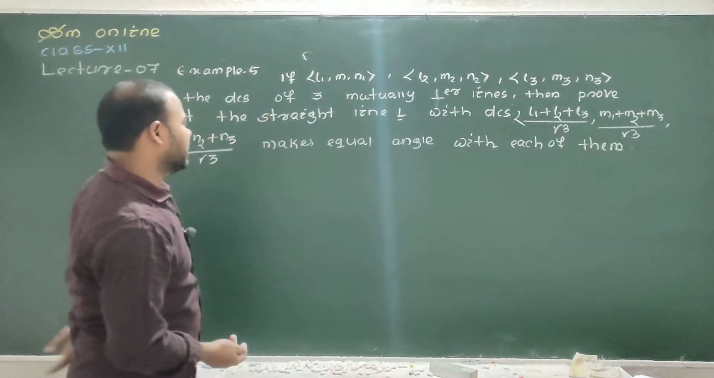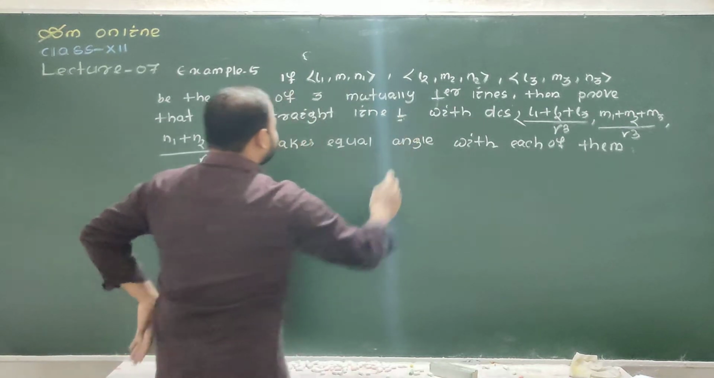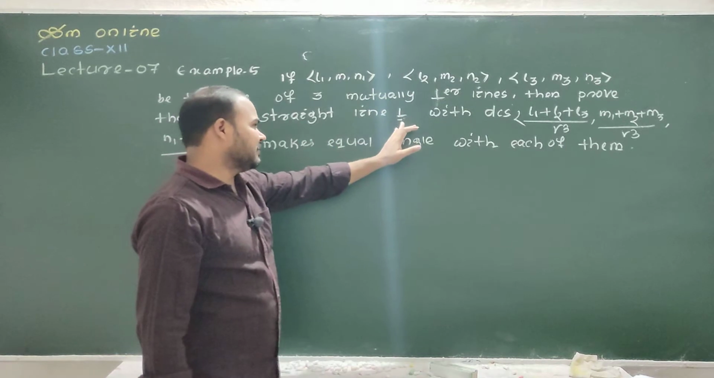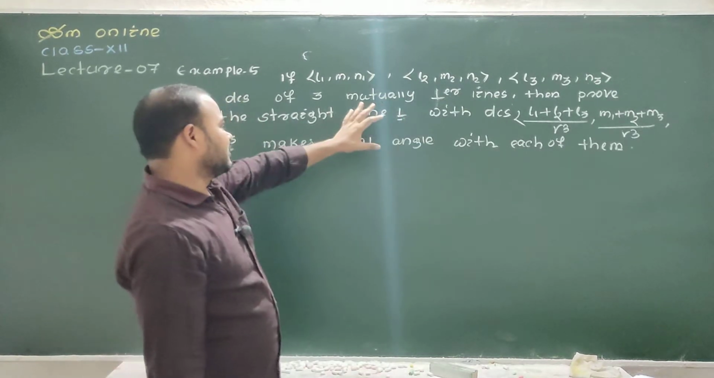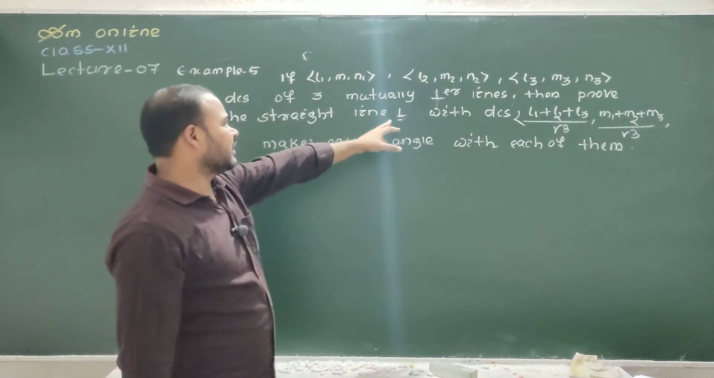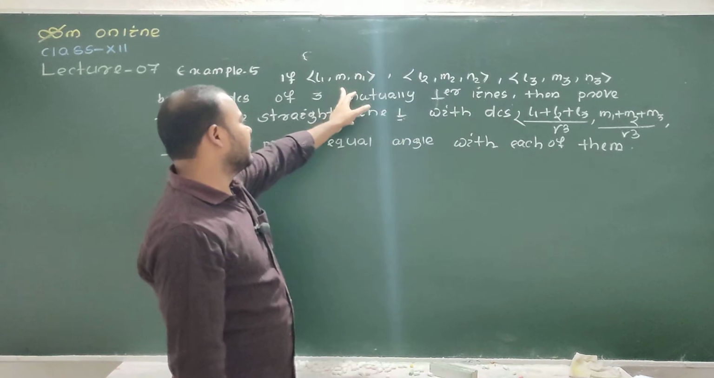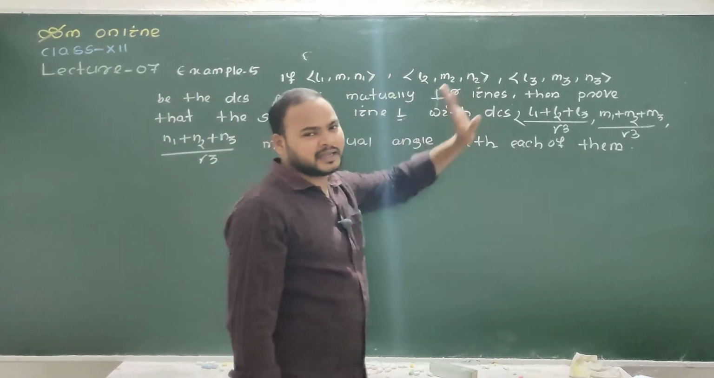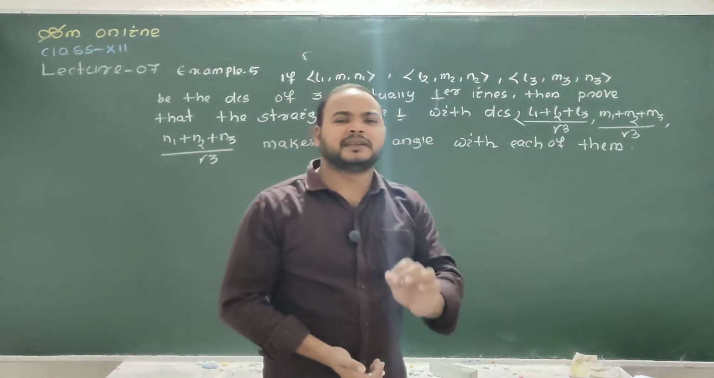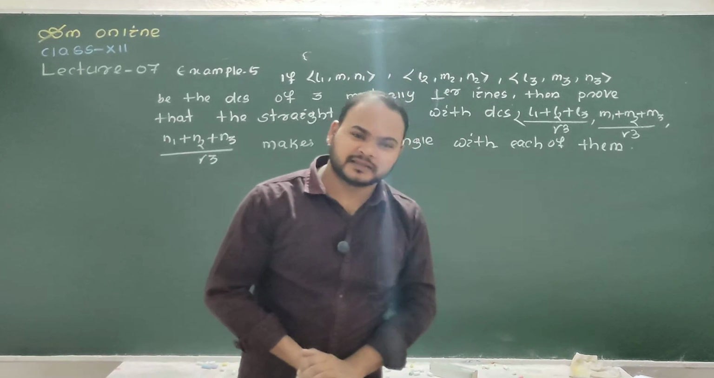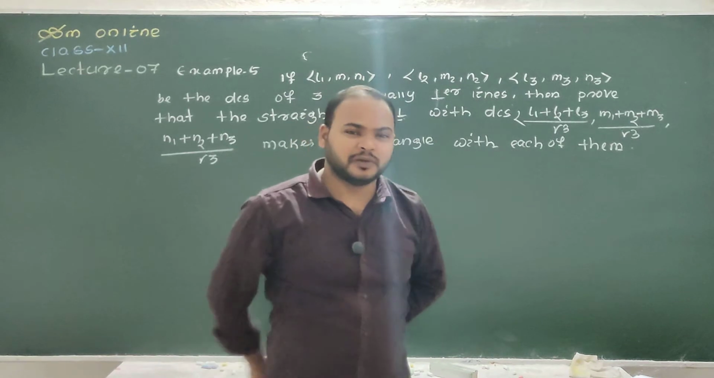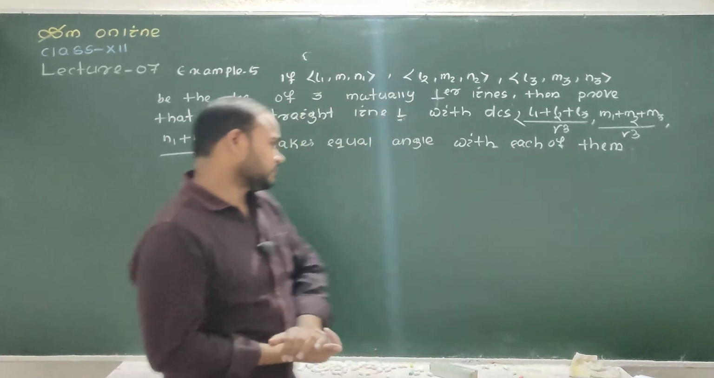That means the line L makes an equal angle with the first line, with line 2, and with the third line. If line L makes angles alpha, beta, gamma with the first, second and third line respectively, then we have to prove that alpha equal to beta equal to gamma.